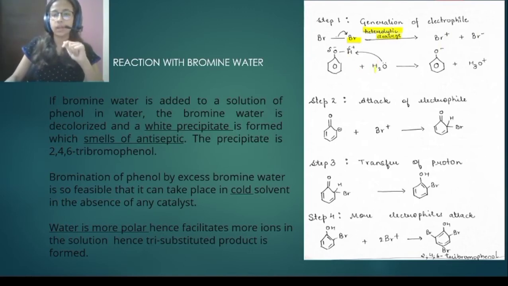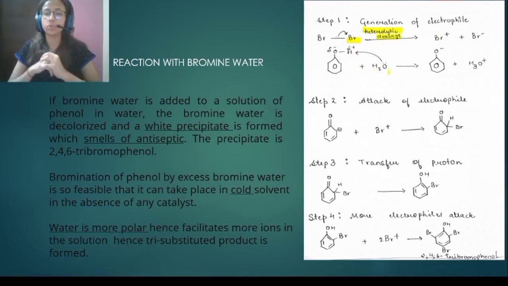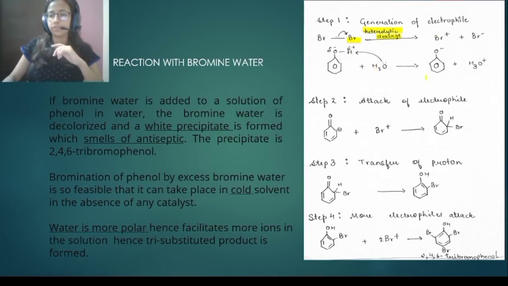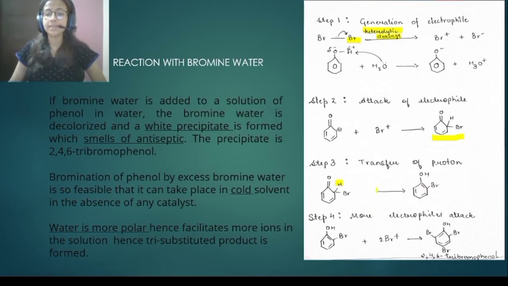In the next step, we have H2O. It will abstract the proton from phenol and form this phenoxide ion. Br positive ion attacks the ortho position and this compound is formed. In the next step, transfer of proton takes place. This H gets attached to that O and it frees up this space, and hence a double bond is formed in between. In a similar way, more electrophile, that is Br+, attacks the remaining positions and this compound is formed as a result. It is a white precipitate and it smells of an antiseptic.